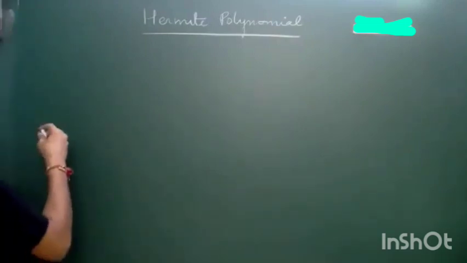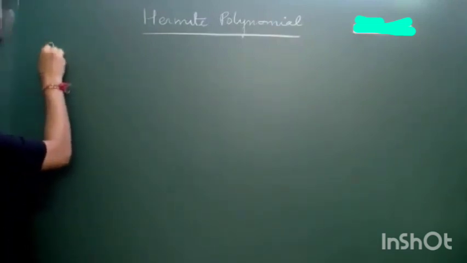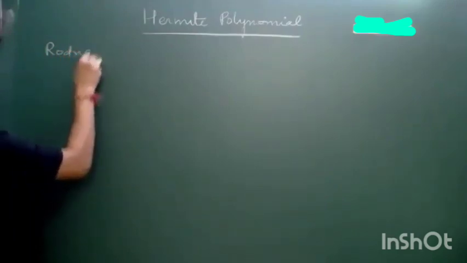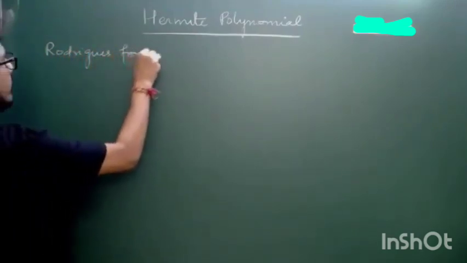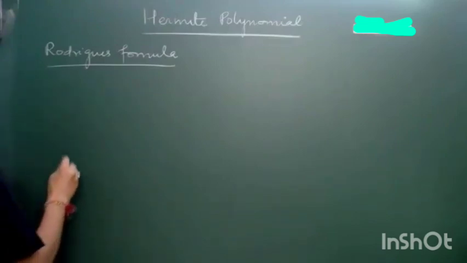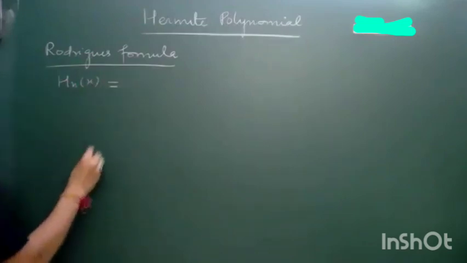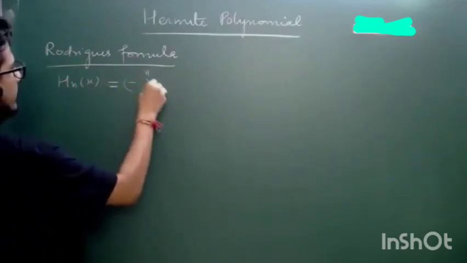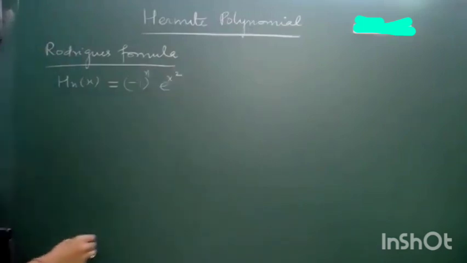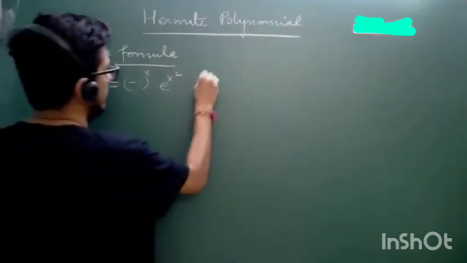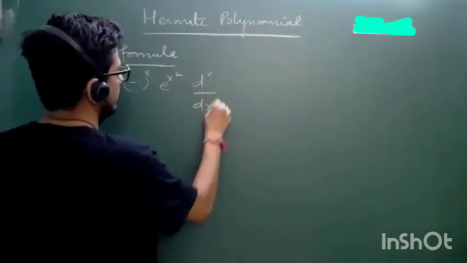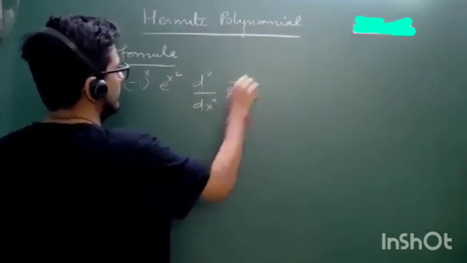So write the Rodriguez formula for Hermite polynomial, and that is given by H_n(x) is equal to (-1)^n e^(x^2) d^n/dx^n e^(-x^2).